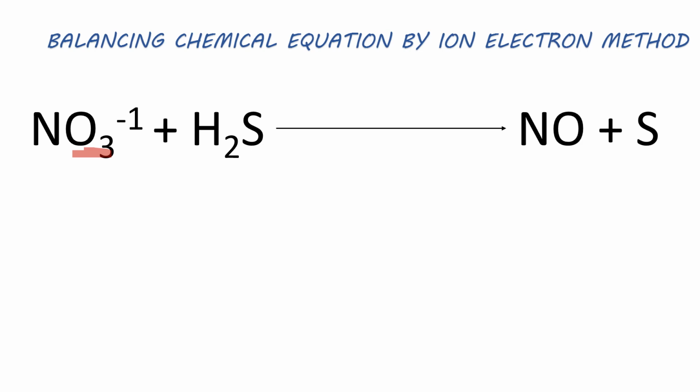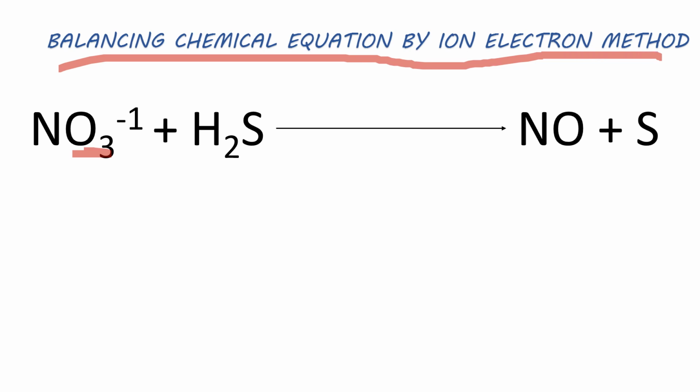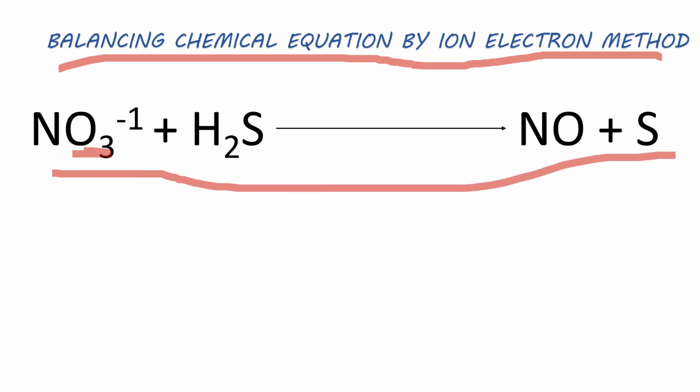Everyone, in this lecture we're going to talk about the balancing of chemical equations by the ion-electron method. In this method, we have 5 different steps by which you can easily identify the reduction and oxidation, and you can allocate the oxidation numbers too. Now, let's get started with this equation.